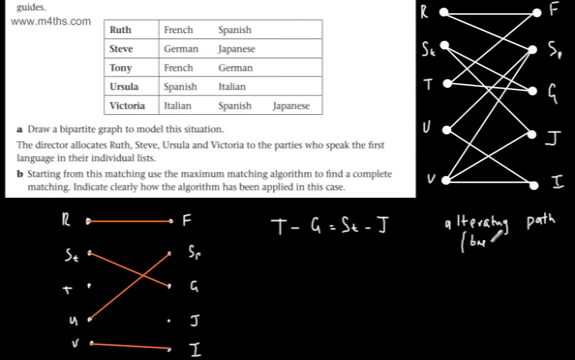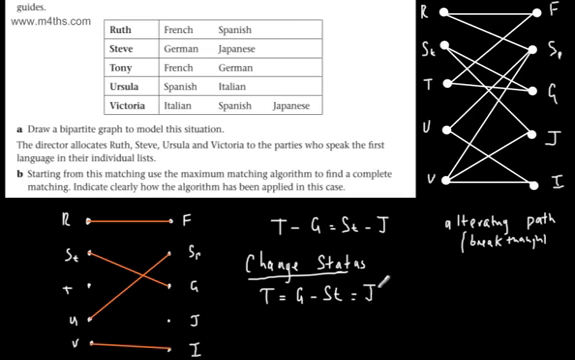Now, this is an alternating path, and you might often hear the term breakthrough. Breakthrough, not always used, is saying that I've got a route from T to J. At this stage, we change status, and this is the next part of the algorithm. This is now the maximum matching algorithm. If I change the status, I now match Tony with German. So Tony is now matched with German. I unmatch German with Steve, and now I match Japanese with Steve.